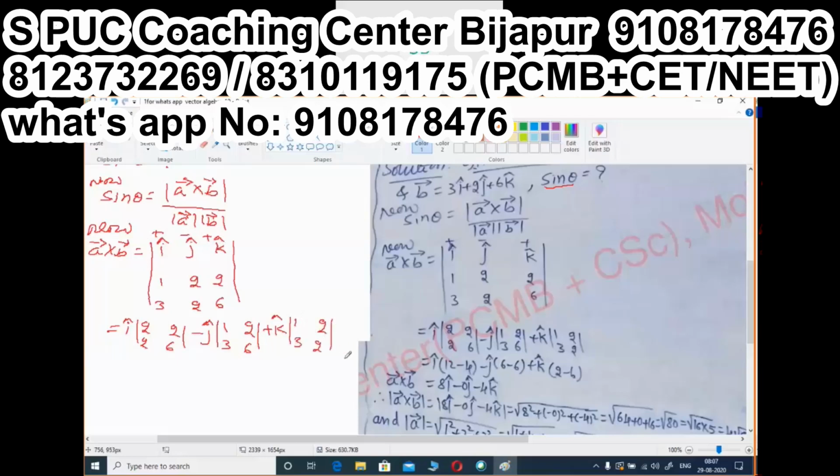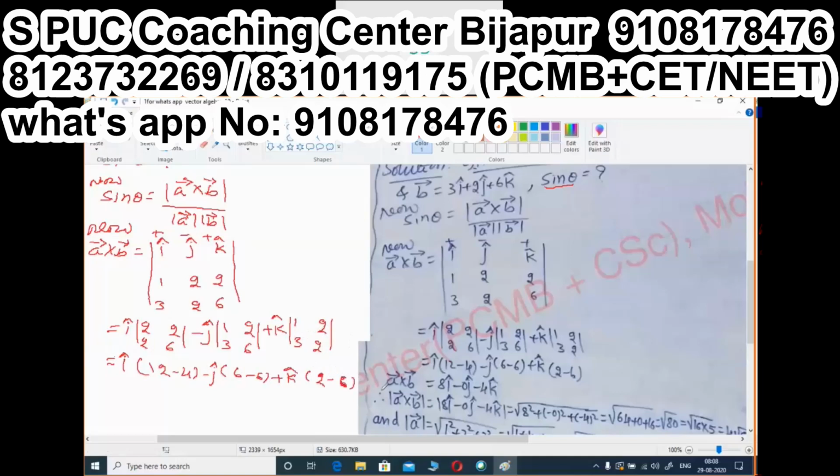So that is i cap of 2 into 6, that is 12, minus 2 into 2, that is 4, minus j cap of 1 into 6, 6, minus 3 into 2, that is again 6. On this side you are taking minus, that's why it is minus 6. Plus k cap of 1 into 2, that is 2, minus on this side 3 into 2, 6.